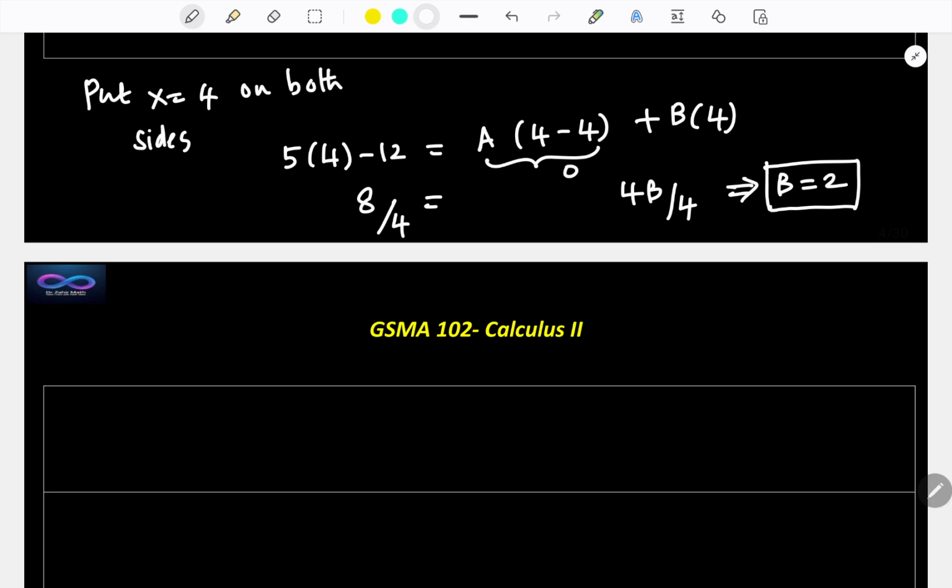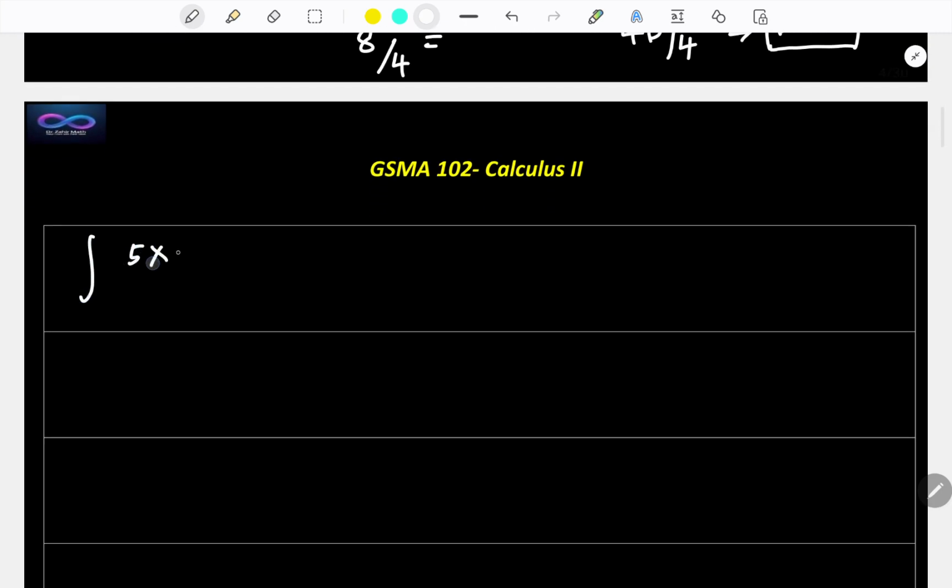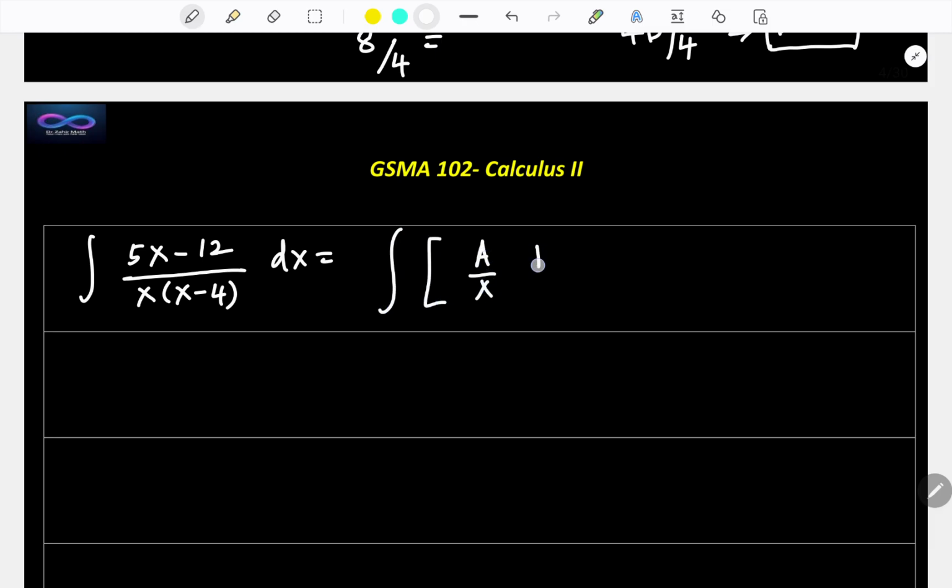Right? So what is your problem? Your problem is the integral of 5x minus 12 divided by x times x minus 4 times dx. So this one we wrote as a divided by x plus b divided by x minus 4 times dx, right?